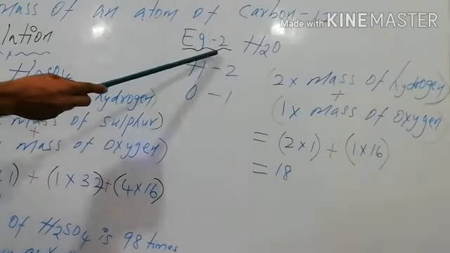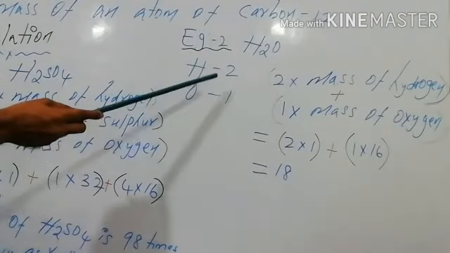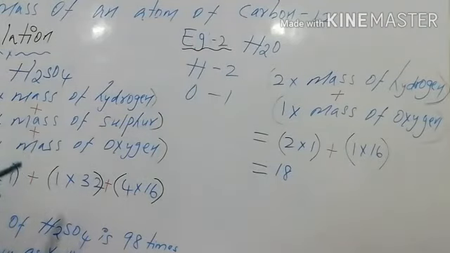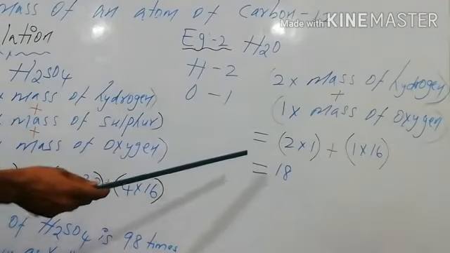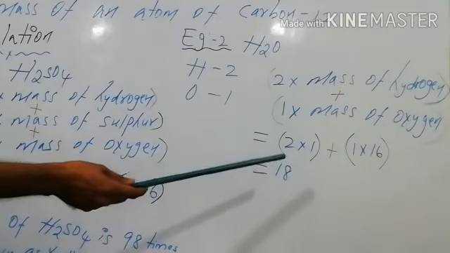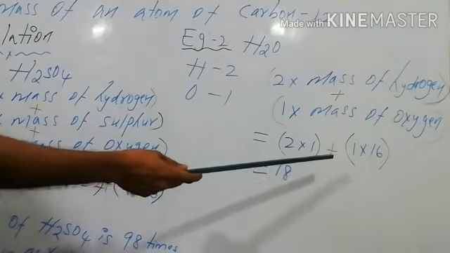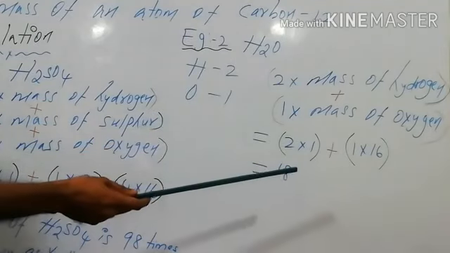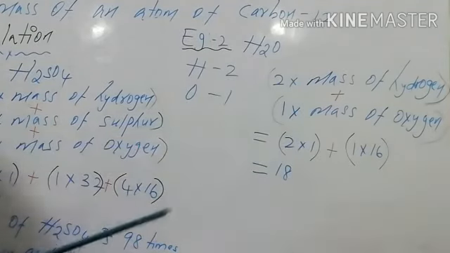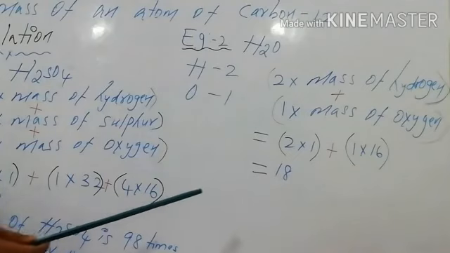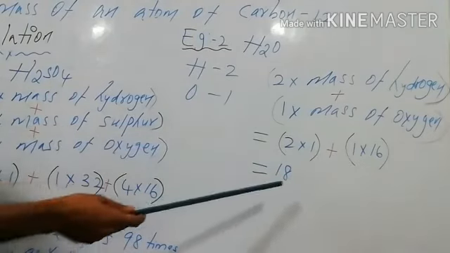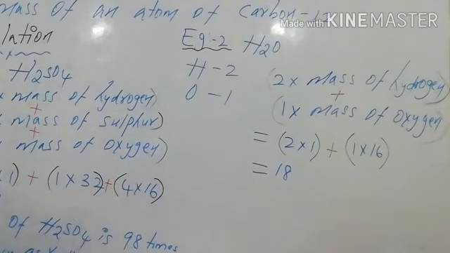Example number 2: water, H2O. It contains 2 hydrogens and 1 oxygen. In the calculation: 2 into the mass of hydrogen, that is 1, plus 1 into the mass of oxygen, that is 16. So 2 into 1 plus 1 into 16, total 18. Therefore we can write that one molecule of water is 18 times as heavy as 1 by 12th of the mass of carbon 12.